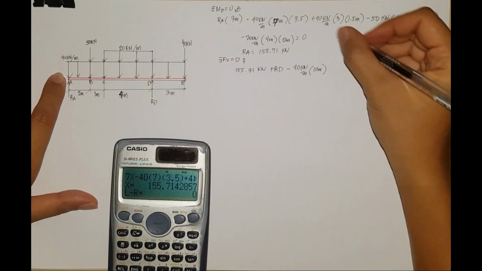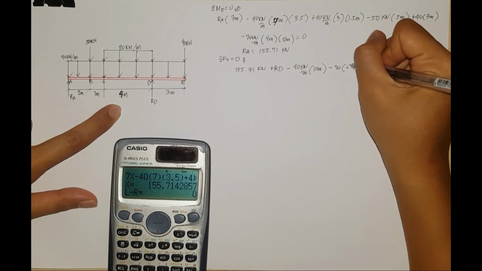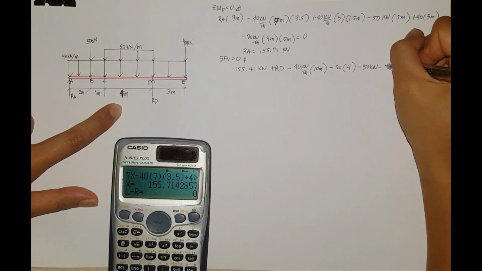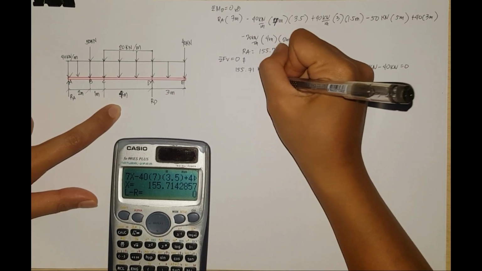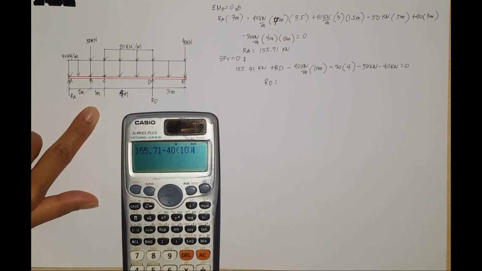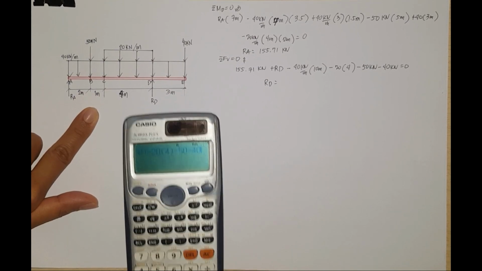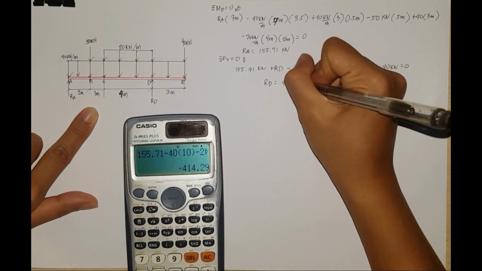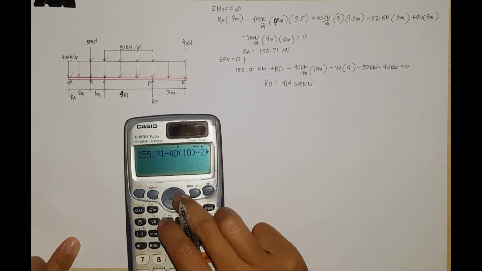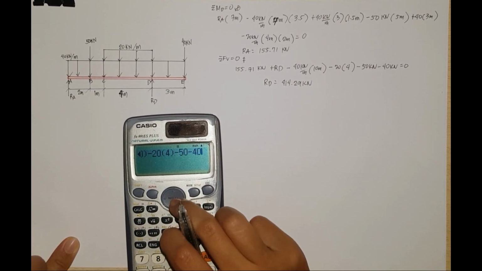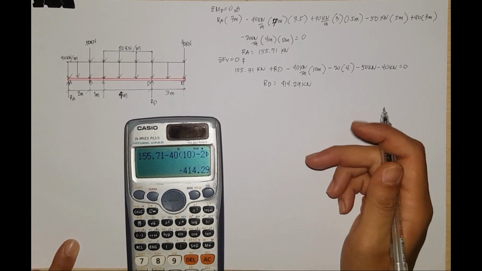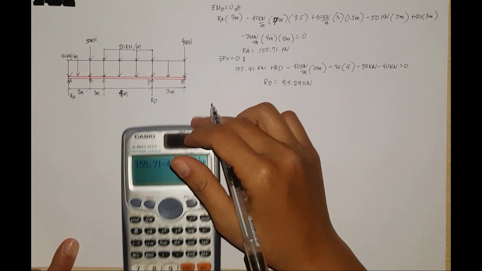And then dito tayo na sa taas, minus 20 multiplied by 4, and then this one minus 50 kilonewton minus 40 kilonewton is equal to 0. Therefore, the reaction at D is equal to 414.29 kilonewton. So double check lang natin, 155.71, 40 times 10, 50 minus 40, then transpose natin, kaya magiging 414.29 kilonewton.